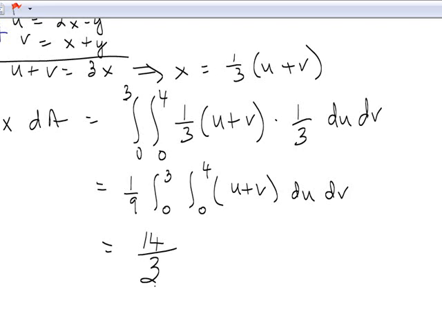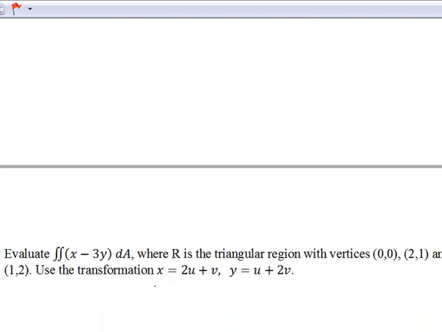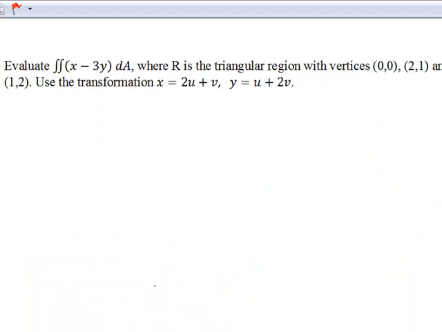Okay. So that's the change of variables when you have a double integral. Oh, there's another one. Let's do this other one together. And then we will end with triple integrals. Okay? So this one, you have to draw it. All right? Let's draw.